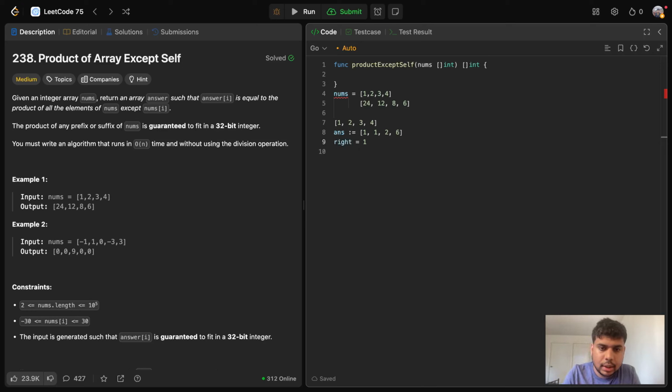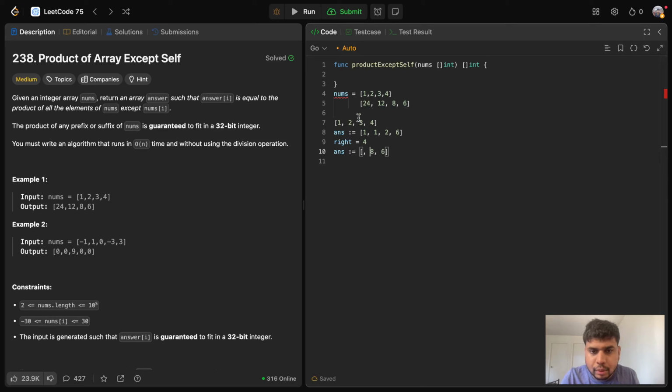Instead of having a suffix multiple array, I'll just have a variable, right, which is initially initialized to 1. So with the same answer, let's vary it. Initially multiply answer with right. 6 into 1, that is 6. So we got the answer for the last position, 6. Now multiply right with the element at that position, which is 4. 1 into 4, 4. Now again 2 into 4, 8. So we got the answer for that position, 8.